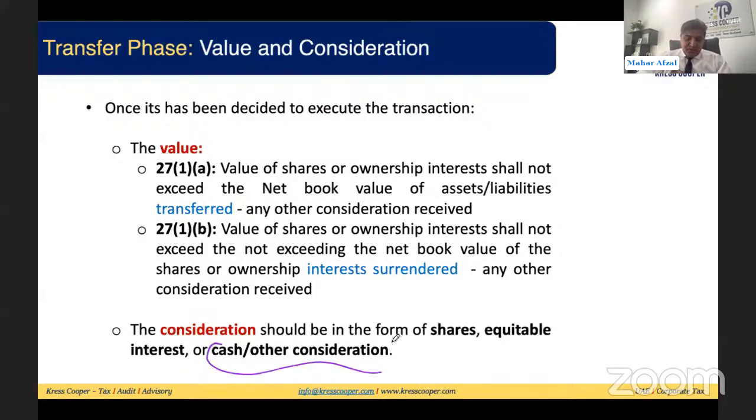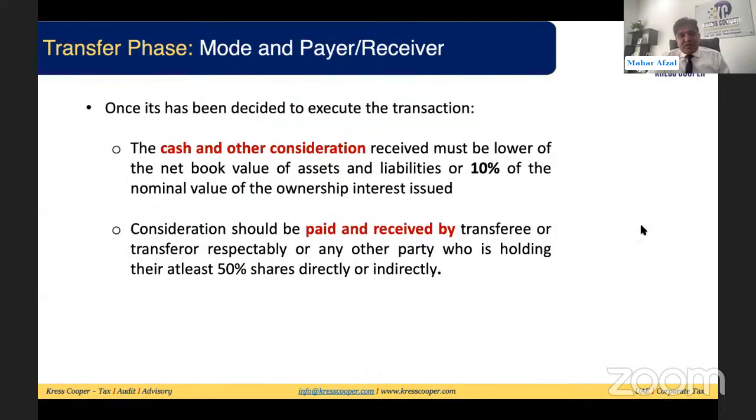More than 10% of what? More than 10% of the net assets or liability that is being transferred, or more than 10% of the ownership interest that is being issued by the transferee. So, as I mentioned, cash should be a maximum of 10%, and equity should be a minimum of 90%.